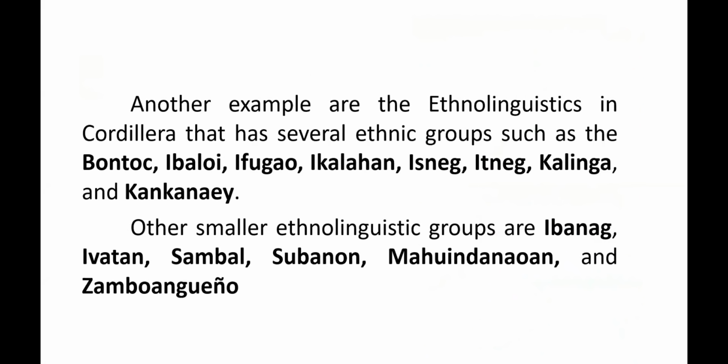So we have here another example of ethnolinguistics in Cordillera that has several ethnic groups such as Bontok, Ibaloy, Ifugao, Ikalahan, Isnig, Itnig, Kalinga, and Kankanai. And other smaller ethnolinguistic groups are Ibanag, Ivatan, Sambal, Subanon, Maguindanao, and Zamboangueño.